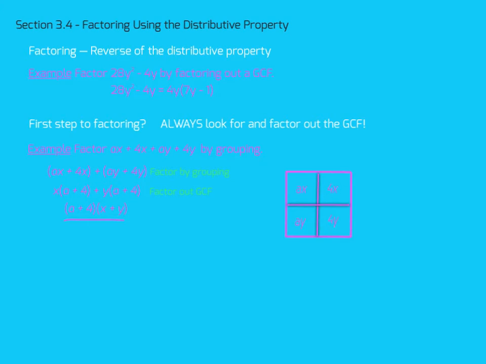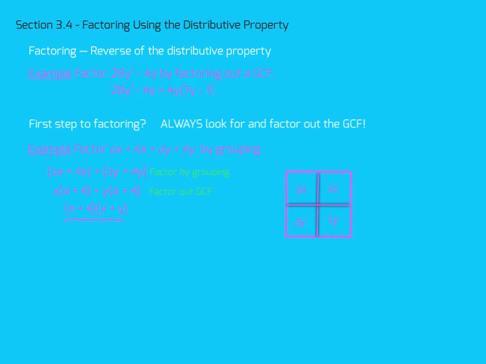Notice you could have also gone down first, so you could have done ax, 4x, and then ay, 4y. That's totally fine. As long as you have terms that share a common factor in the same rows and columns, this process will work.